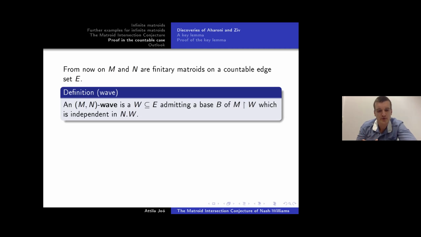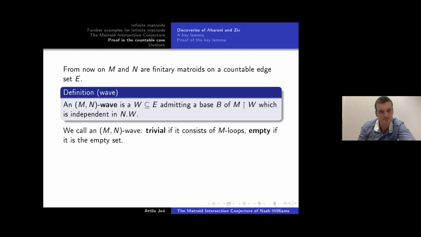Okay, so one of the important notions is the wave. If we have an ordered pair of matroids M, N, then an MN wave is a subset W of edges such that there is a base of the matroid M restricted to W which is independent in N contracted to W. One can show that the union of waves is always a wave, and eliminating waves and dealing with waves will have an important role in the proof.